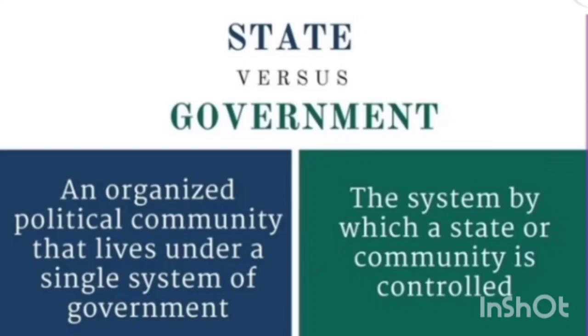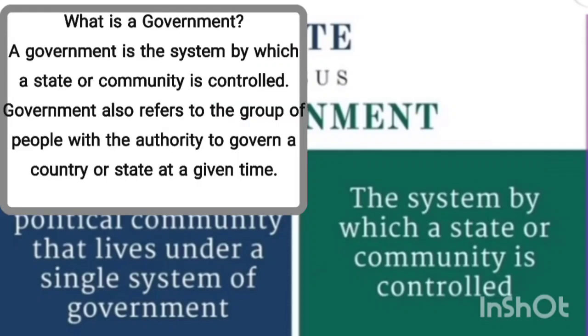In this lecture we will discuss the difference between state and government. Though the two terms state and government are commonly used as synonyms, there is a difference between them. Government refers to the group of authorized people who govern a country or a state. State refers to the organized political community living under a single system of government.